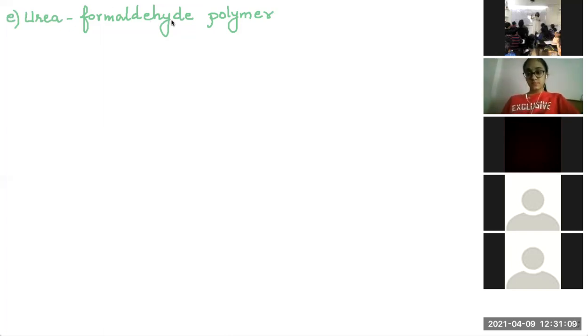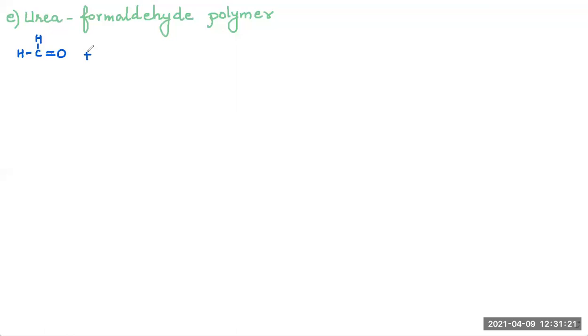Now the monomers used are, it is very much clear in the name. We have to take formaldehyde and we have to take urea, isn't it? So urea and formaldehyde. I hope you know the name. This is formaldehyde and this is urea.